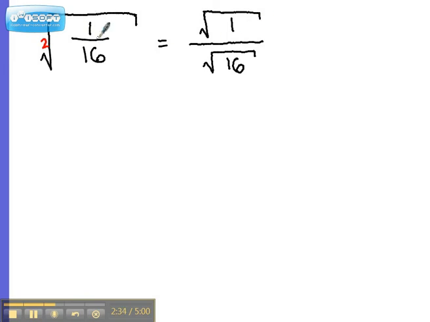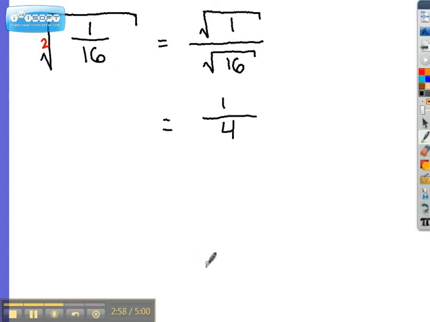So we take the top part of our fraction, and we're taking the square root of it, the bottom part of the fraction, and we're taking the square root of it. So now it's the square root of 1. So what number times itself is 1? That's 1. What number times itself gives us 16? That's 4. So this is 1/4. So the square root of 1/16 is 1/4. So if you have a fraction, then you can do that.